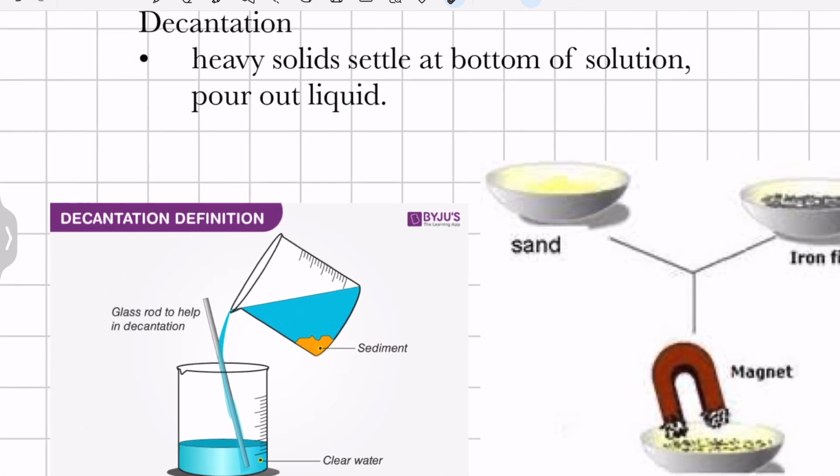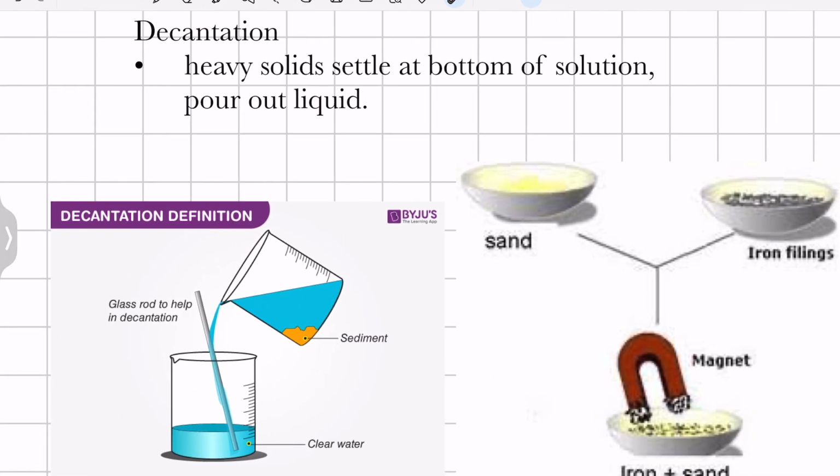Decantation is when heavy solids settle at the bottom of a solution. Hence, from then on, you can just pour out the remaining solution that's over the sediment into a clear jar, leaving only the pure sediment at the bottom.